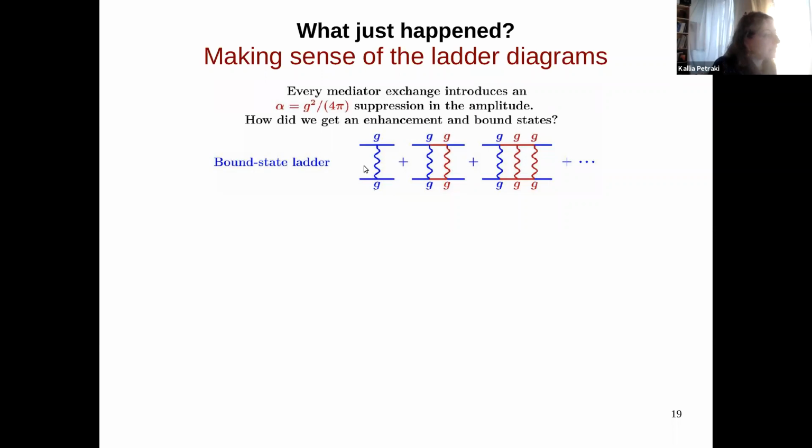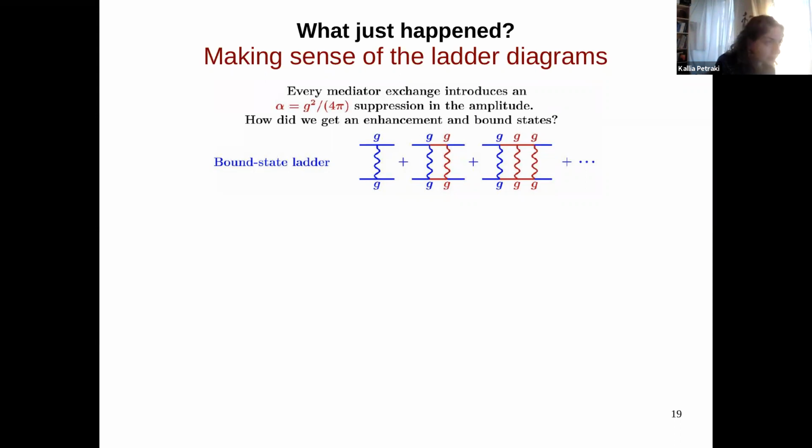The ladder diagrams I just showed represent a sum of diagrams that contain an increasing number of gauge boson exchanges, or whatever boson we have in our theory. So why does this sum give us something that's important, an enhancement and bound states, instead of giving us just unimportant higher order corrections? What is happening over here?